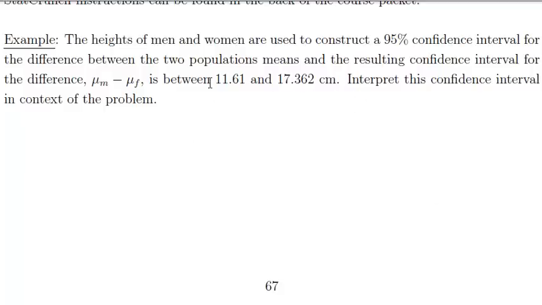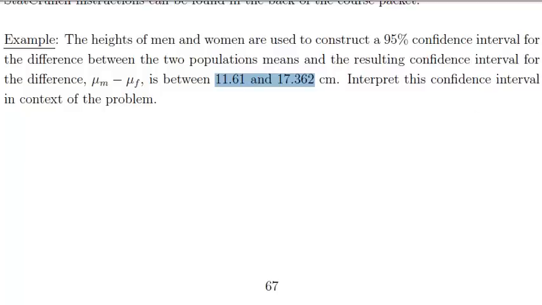And so we have to notice what sign it is. Is it positive or negative? Because we're taking males minus females, we would expect it to be positive because males are taller than females, and so their height's going to be greater. So if you subtract males minus females, you would expect positive numbers. And so this confidence interval here is for the difference in height between males and females.